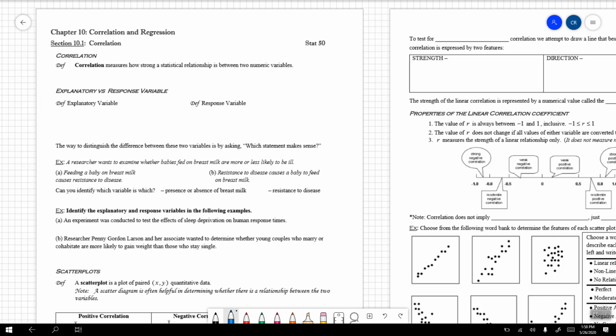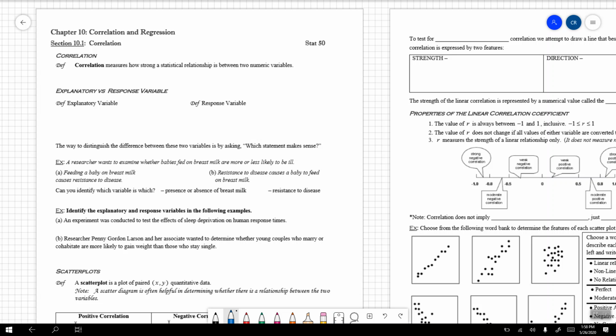In chapter 10 we start talking about correlation and regression. Regression, we're going to be looking at what is known as a linear regression. Once we get to that topic, we'll explain a little bit more as to what that is and how it ties into our lesson. For the first part, we want to focus on correlation, and that's where section 10.1 begins.